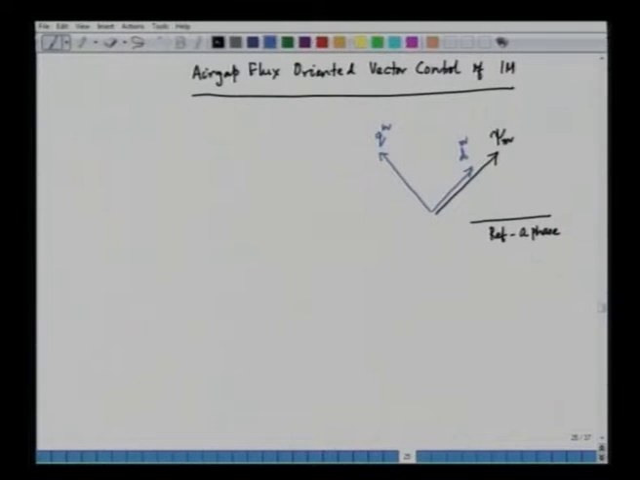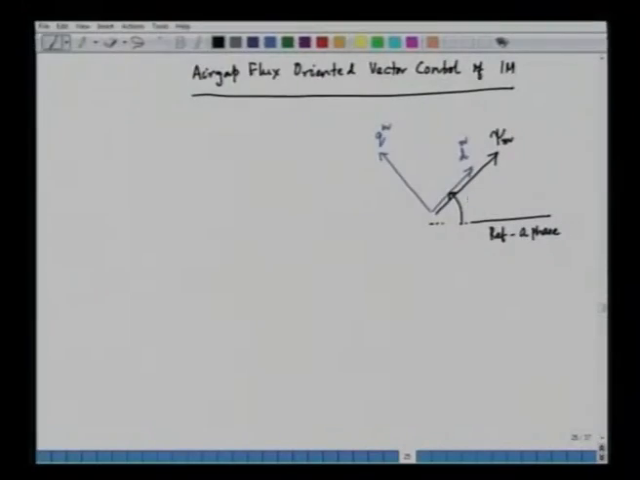Due to this, we can see that the angle between the reference A phase and the air gap flux vector, or the d axis of the reference frame, is theta e m. So, this is the angle of the reference frame, theta e m. Theta e m is the angle between the air gap flux vector and the phase A axis.